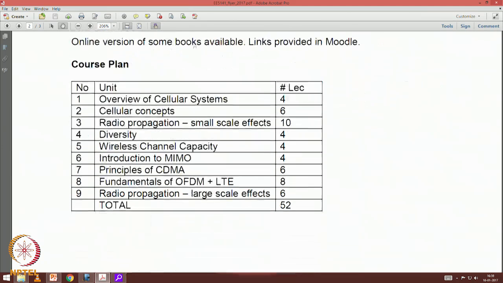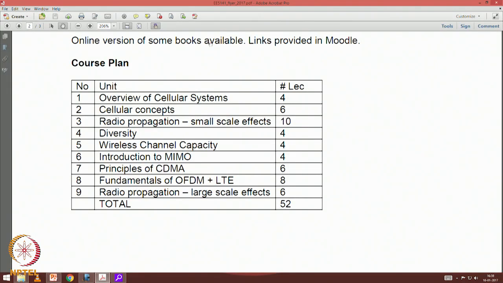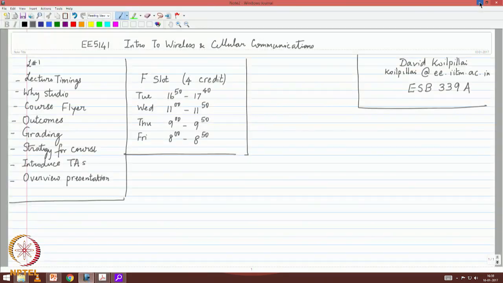Okay. The course plan is given in the flyer. You can take a look at it. It tells you approximately how much time we will spend. The total course is 56 lectures. We have a buffer of 4 in case we need to spend a little extra time on any of the units. So that is a quick run through of what the course outline is going to be.